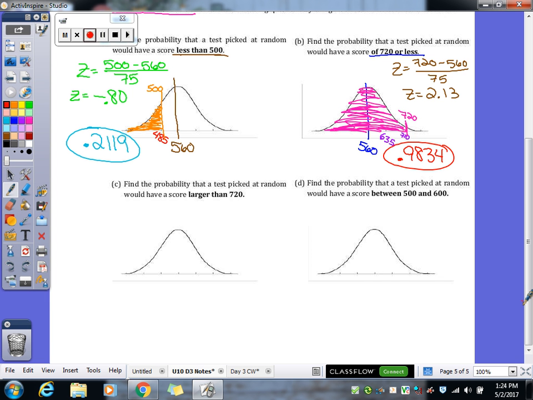So now the next one, C, tells us find the probability that a test picked at random would have a score larger than 720. So there's my mean. I'm going to go put 720 on my curve, just like we did on the last one. But if we're trying to get a score larger than 720, which way should I shade this time? To the right. So we've already figured out this z-score. That was 2.13. We have also already figured out the probability of scoring less than a 720. So to score higher than a 720, you would take 1 and subtract that number from it that was on the chart there. So if they want higher, it's always 1 minus the number from the chart.